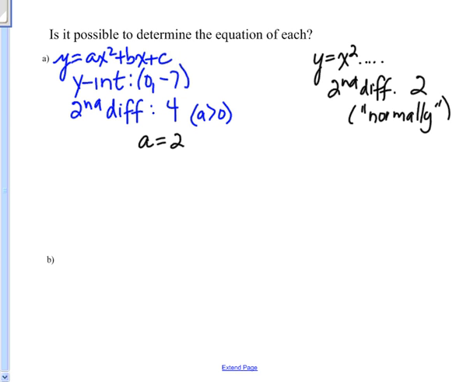So we have the a value and we have a y-intercept. So we know that our function looks like y equals 2x squared plus bx minus 7. If we had one other point, we could substitute. Wait a minute, we do. We can substitute a point, any point you like. I've chosen this one.